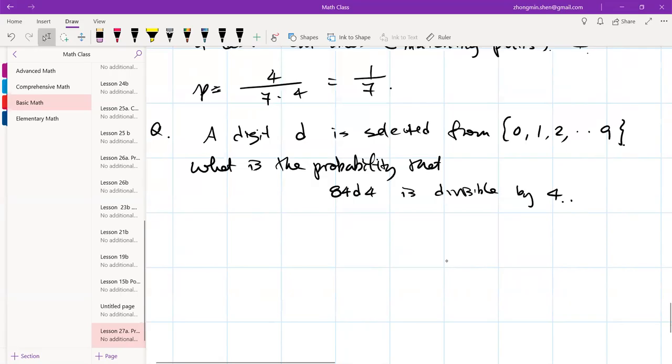That's my hint. You have to determine all the possible values for D so that this four-digit integer is divisible by 4. Okay, what are the possible digits you can use to make it divisible by 4?